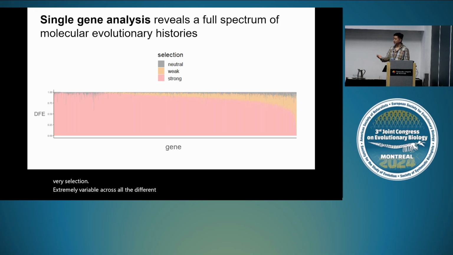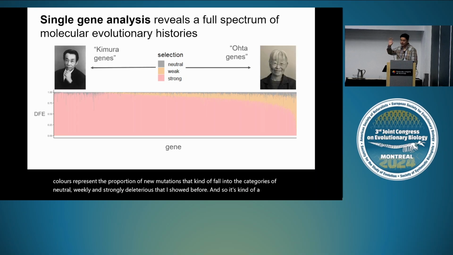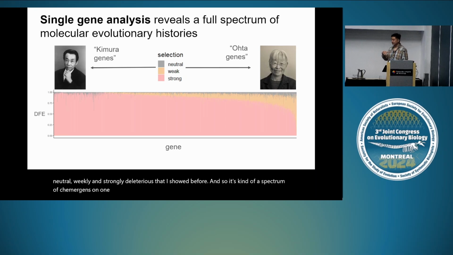genes. And so here I'm showing a plot of 3,000 very conserved orthologs across the family. Each column is a single gene, and then these different colors represent the proportion of new mutations that fall into the categories of neutral, weakly deleterious, and strongly deleterious that I showed before. And so it's a spectrum of Kimura genes on one end, where there's no segregating deleterious variation, and Ohta genes on the other end.